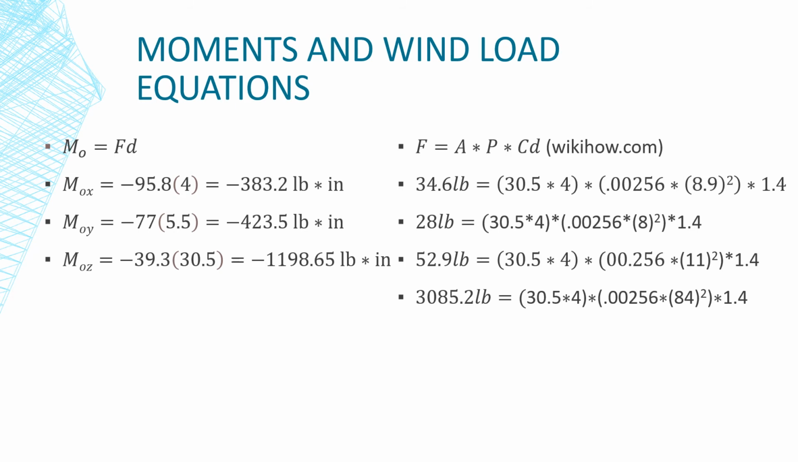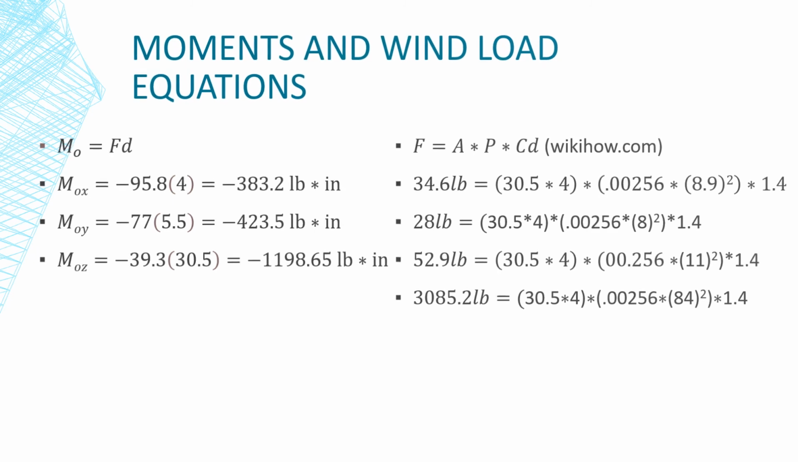Now here I have the average wind on a windy day, which is equal to 8.9 miles an hour. So for this equation, it was 30.5 times 4, the dimensions of the pole, times 0.00256 times 8.9 squared times 1.4, which comes out to 34.6 pounds. Then for 8 miles an hour, same thing, comes out to 28 pounds. 11 miles an hour, the average high, comes out to 52.9 pounds. And then the windiest day recorded in El Paso was 84 miles an hour, and that force came out to 3,085.2 pounds.